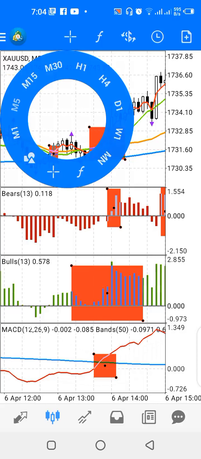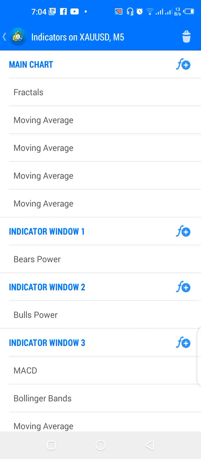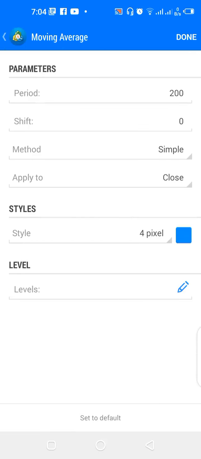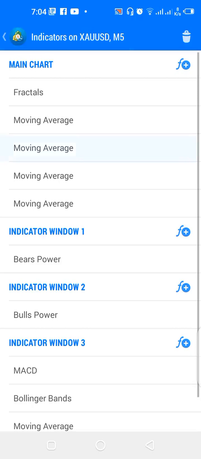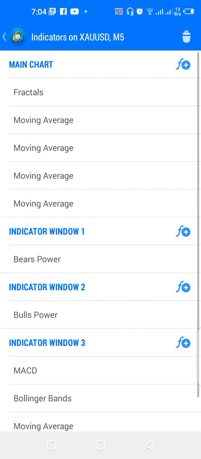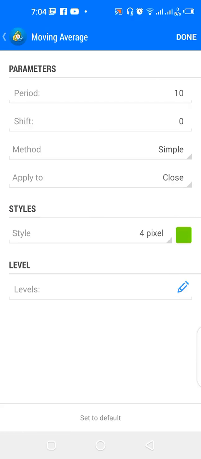Let's look at the parameters and the settings. Okay, I have fractals for identifying points of support or resistance. Okay, I have a 200 period simple moving average, applied to close. The color is blue. And I have a 40 period simple moving average, applied to close. Color is orange, shift is 0. And I have a 10 period simple moving average, applied to close. Color is green.